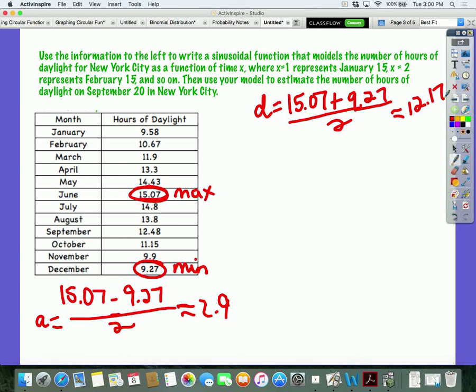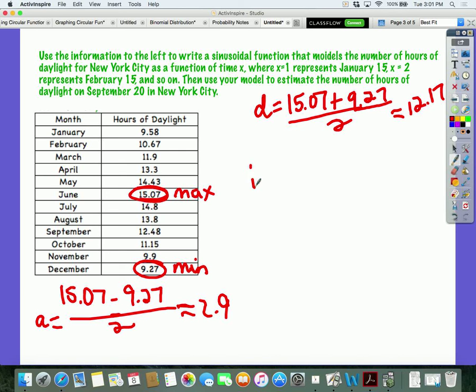We need to find B and C. Okay? Now, this was your maximum value plus your minimum value divided by 2. To find the vertical shift, how high up it moved from the original, yeah, it's your midline. We can find either B or C. Honestly, the order in which you find things really doesn't matter, okay?